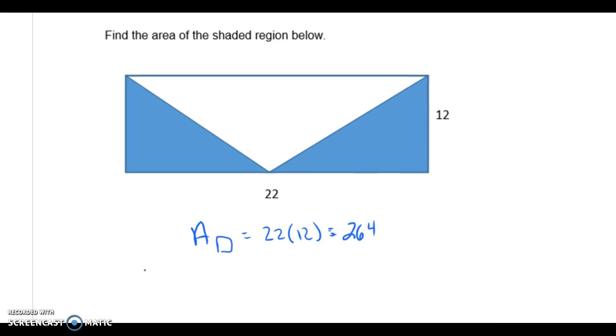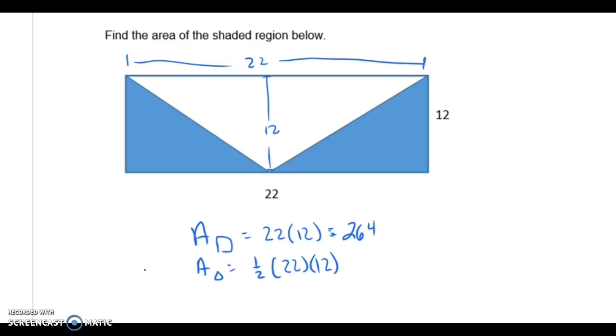Now, the shaded region is the part that doesn't include this triangle in here. So I'm going to take a look at this dimension. I know this is going to be 22, and I know that this has to be 12. So I could find the area of that triangle by using 1/2 base times height, which is going to give us 132.